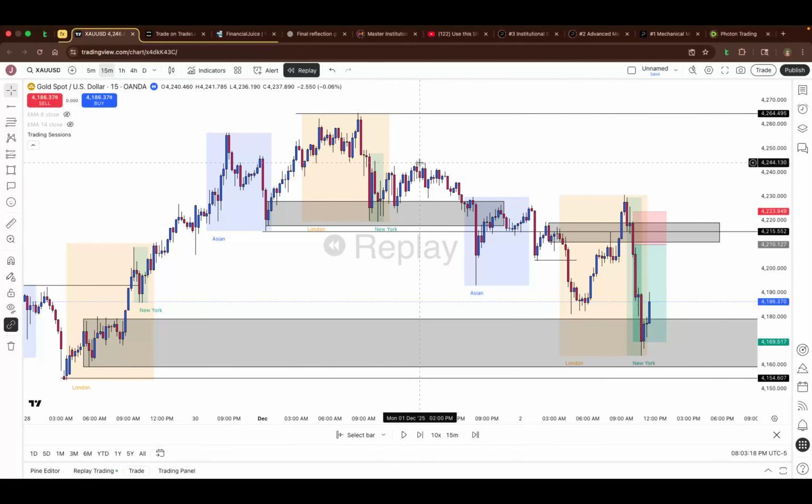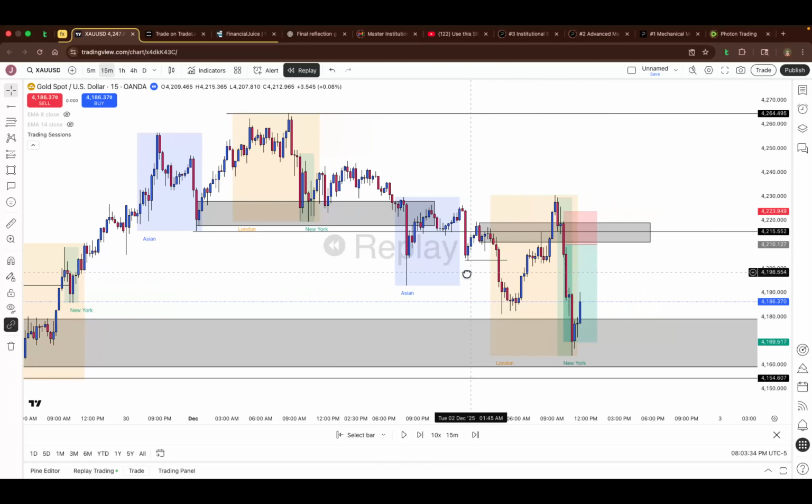Sorry, this is exhausting. I've been doing this for like 2 hours. I back tested, then I'm going over. It's exhausting talking. But we see an internal breaker structure right here. Price sweeps below, comes back up, continues to push down.